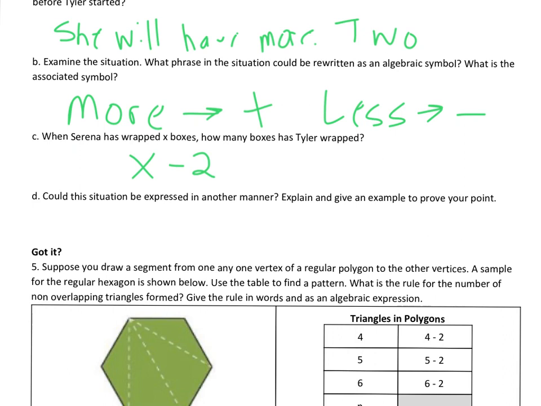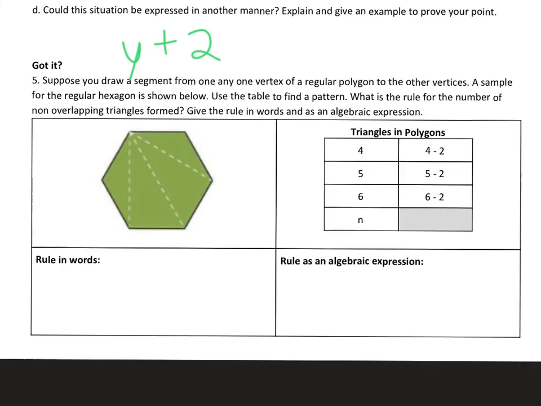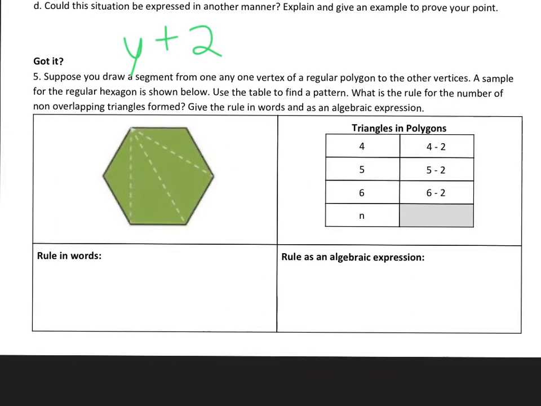I could also represent this from another perspective. Let's say I'm Tyler and I've wrapped Y boxes. Change it up. Serena has always wrapped 2 more boxes than me. Okay? So that's the idea, that you're comparing them. And that's important for a lot of things, to recognize patterns. Okay? So the got it can look a little challenging, but I want you guys to try it. Pause the video, try it in your notes, and then I'll explain it. So if you need to revise something, that's fine.